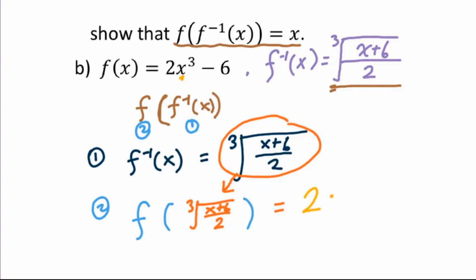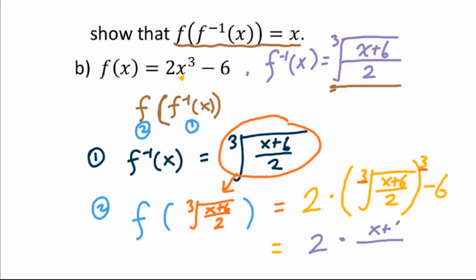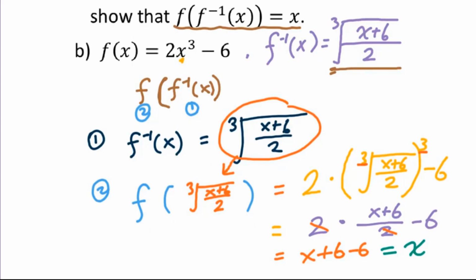So we plug in: 2 times the cubic root of (x plus 6) over 2, to the third power, minus 6. The cubic root and then the third power, it's gone; you could say it's cancelled. So we got 2 times (x plus 6) over 2, minus 6. Then reduce. We got x plus 6 minus 6, that equals x. So we finish the proof now. We did f of inverse of f of x equals x.